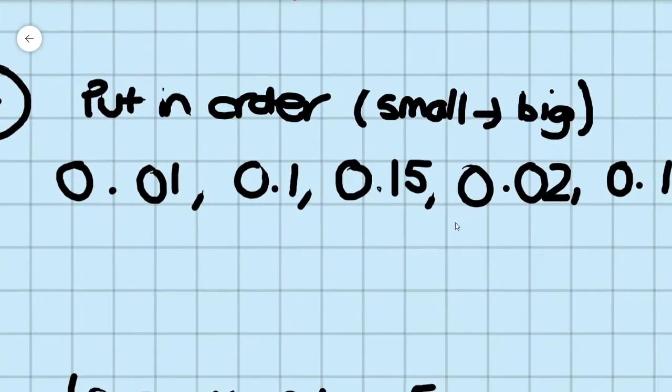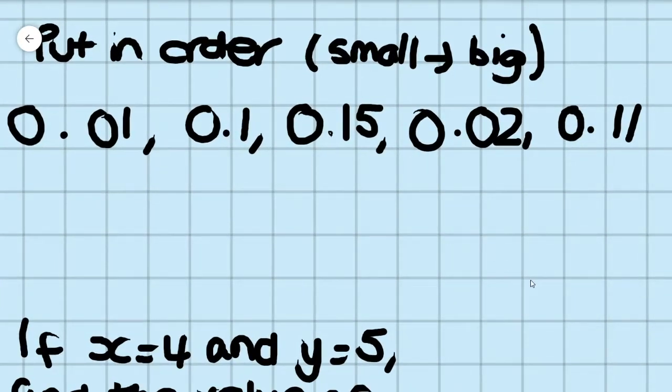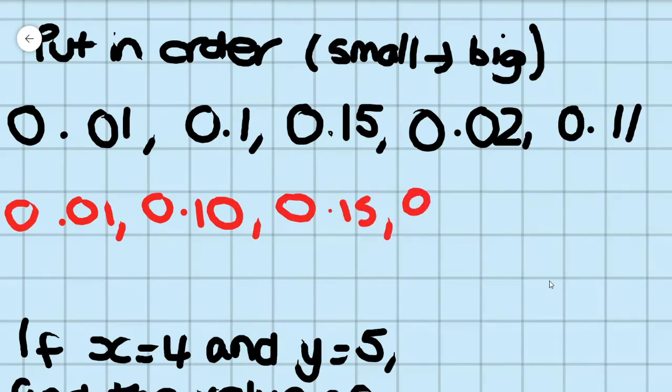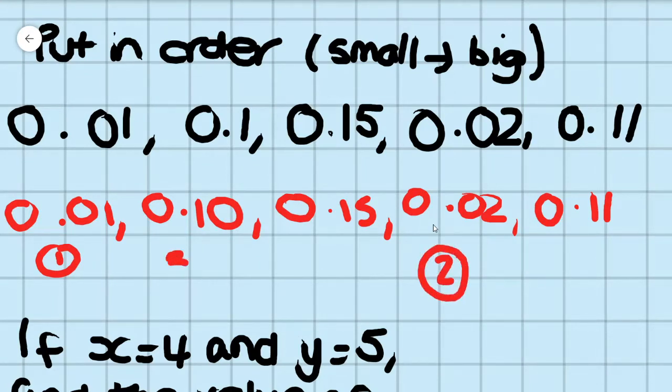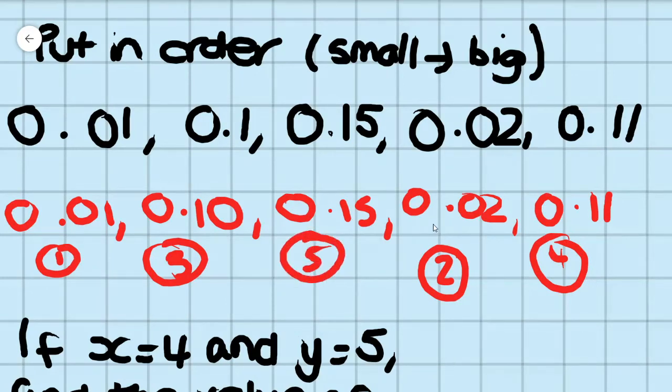Put in order smallest to biggest these numbers. So I'm noting the 2 decimal places is the biggest number after the decimal point. So the only one that doesn't have 2 is this one, and we're going to just rewrite that. So 0.01, 0.1. I'm going to add in a 0 because that's not changed that number. 0.15, 0.02, and 0.11. So now when I compare, I'm just going to ignore the bit before, and I've got the numbers 1, 10, 15, 2, and 11. So it must be this one, then this one, then this one, then this one, and lastly this one. Okay.